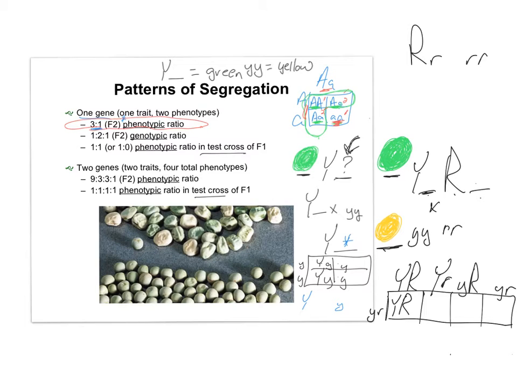100% green smooth. Oh no, we wouldn't expect that. Sorry. If this was heterozygous, we'd expect to see 1/4 green smooth, 1/4 green wrinkled, 1/4 yellow smooth, and 1/4 yellow wrinkled. So we would expect to see 1/4 each.